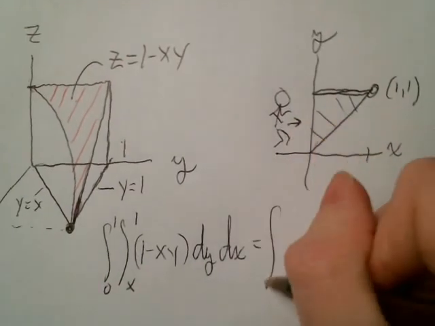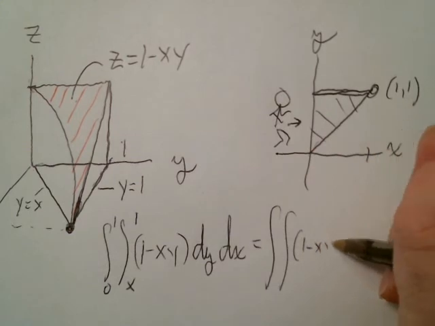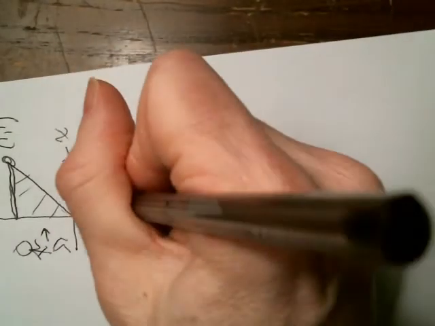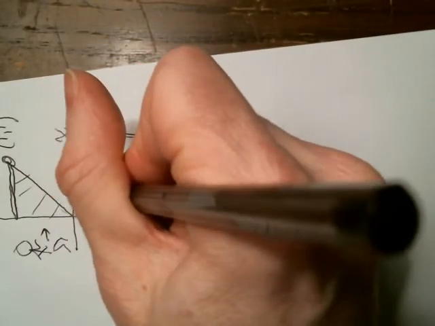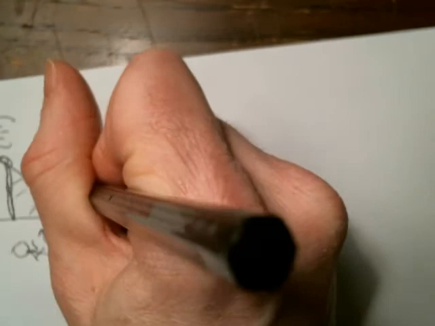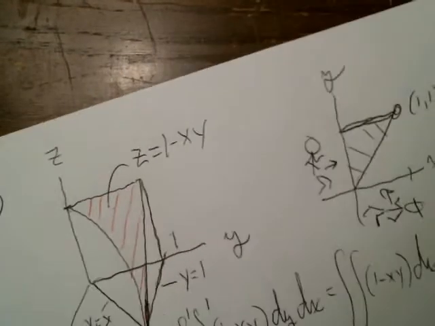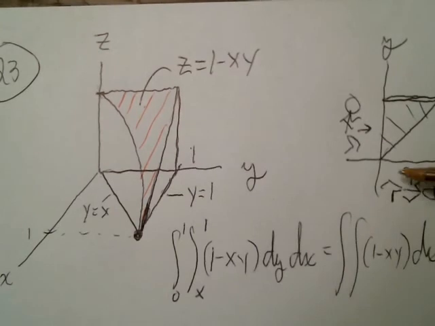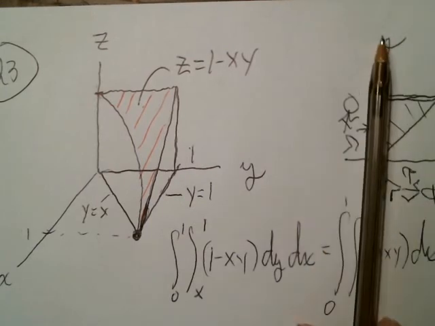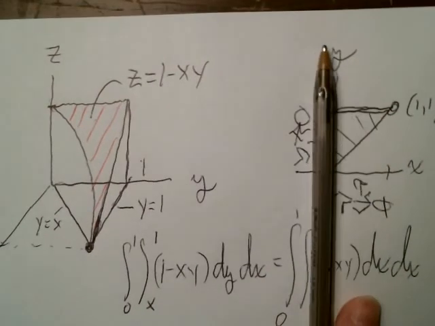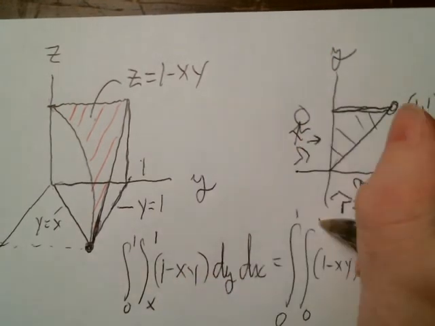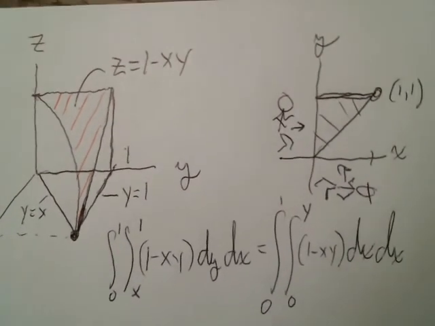And then the second integral, the insides are the same, so 1 minus xy. But now we want dx dy. So the Riemann man is now oriented in this direction, and in this direction the Riemann man is running from 0 to 1. The curves are going from x equals 0 to x equals y, right? And that will give us the two integrals.